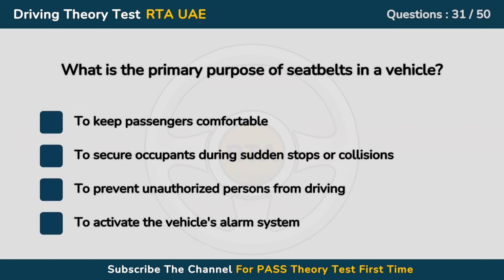Question 31. What is the primary purpose of seat belts in a vehicle? A. To keep passengers comfortable. B. To secure occupants during sudden stops or collisions. C. To prevent unauthorized persons from driving. D. To activate the vehicle's alarm system.